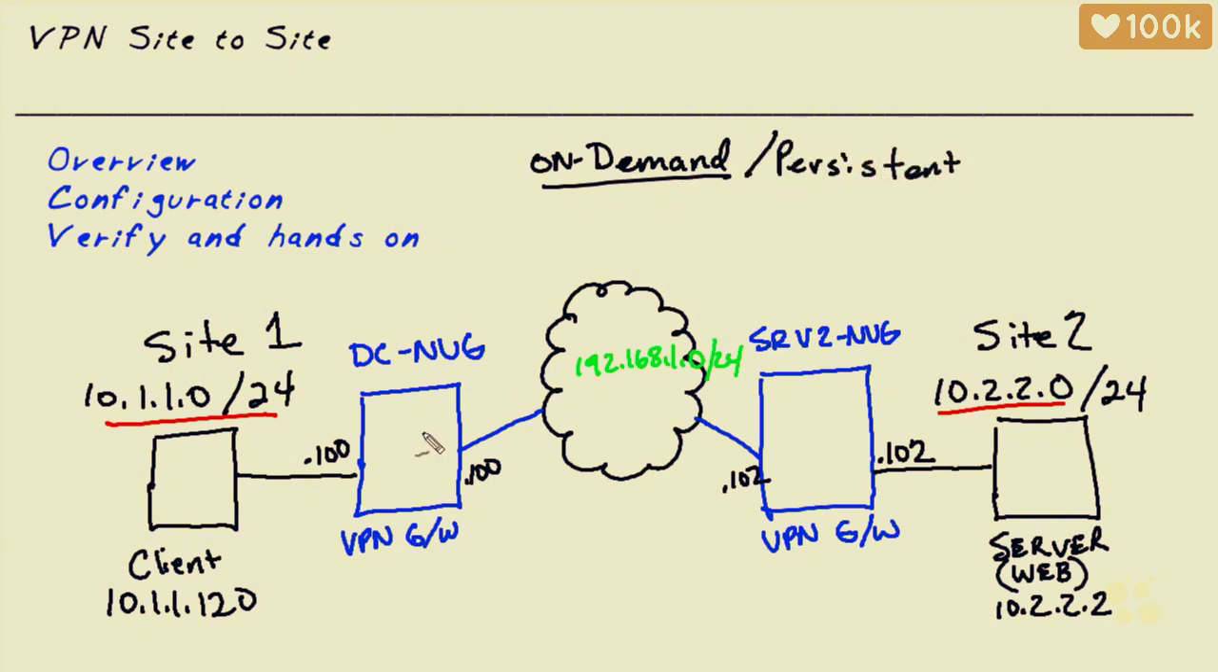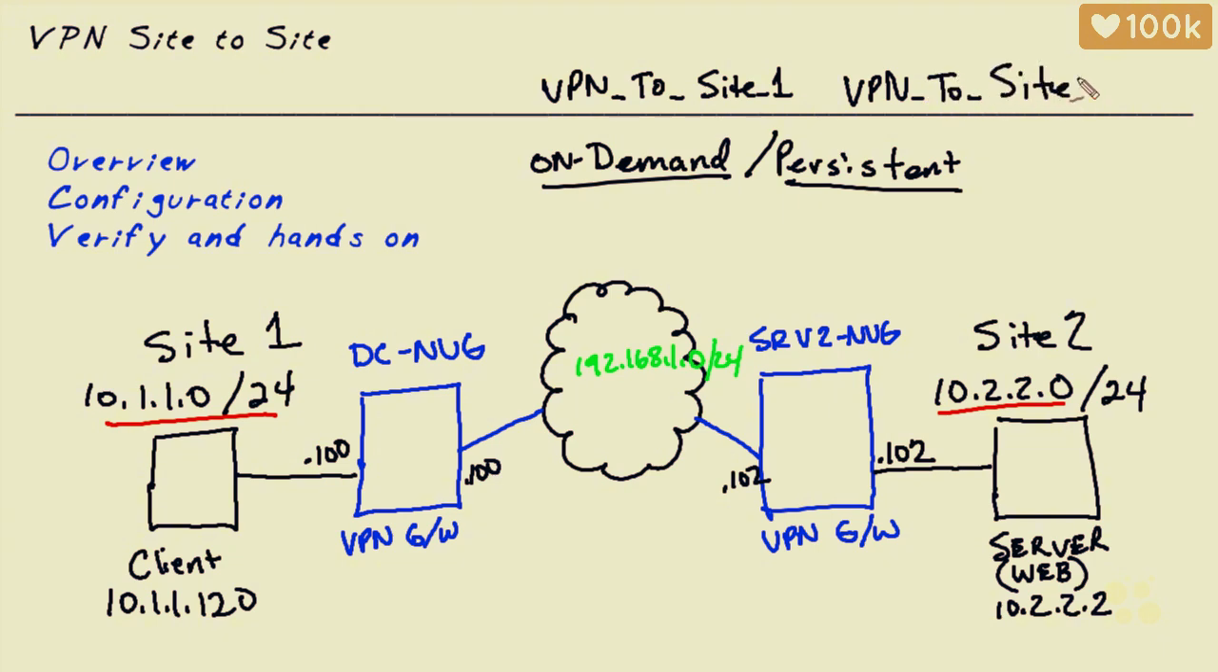And also, as part of building that tunnel, the two peers need to verify each other. So we'll create some user accounts. And for this lab, let's create a user account called VPN_2_site1, and another user account called VPN_2_site2. And I should put those in the other direction. Let me put site 2 over here and site 1 over here.